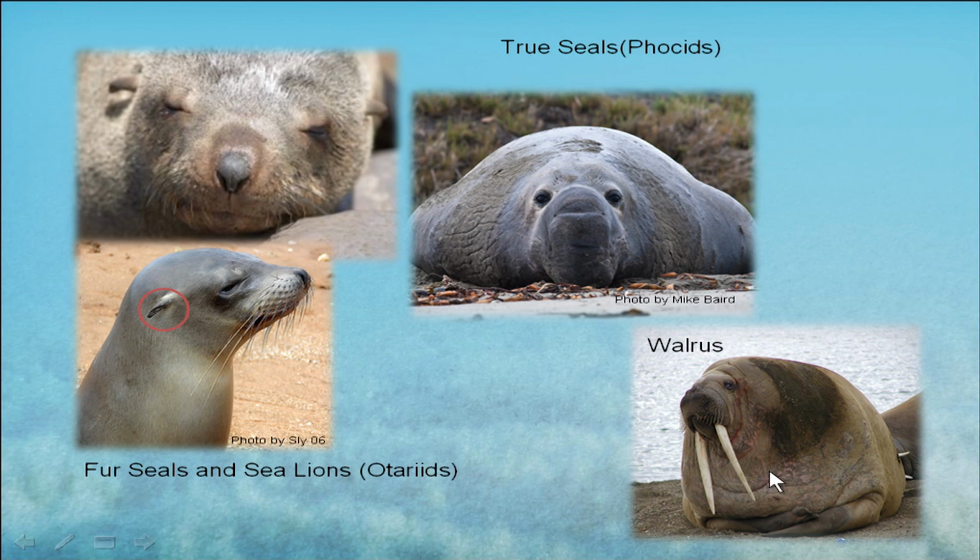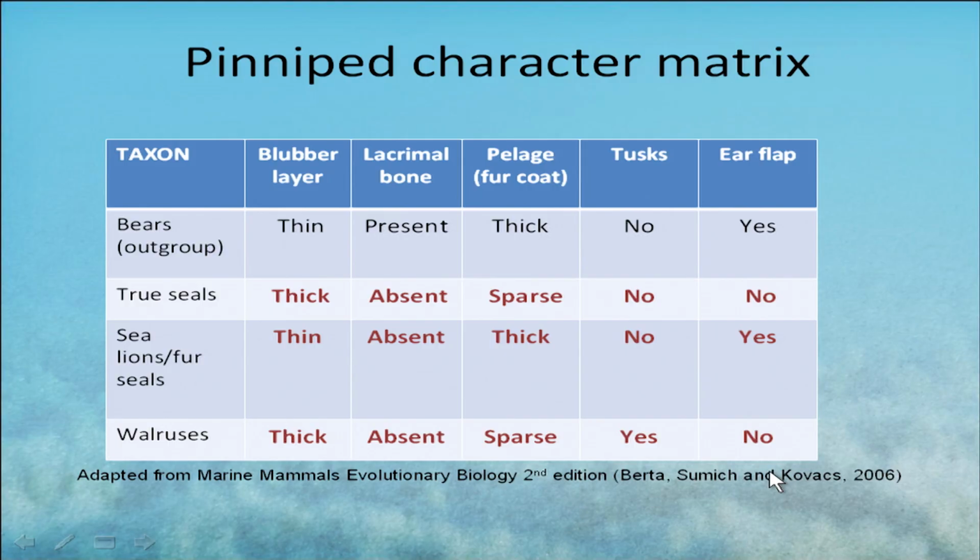Meanwhile, of course, obviously, the only group to have tusks are going to be the walrus. And then take a good look at ears. You'll notice I actually have the ears circled, or the ear flaps circled, for the otariids. But when we take a good look at the true seals, they don't have any, nor do the walruses. So with that, we can go ahead and finish filling in our character matrix. By the time you're done, your character matrix should look like the one on screen.